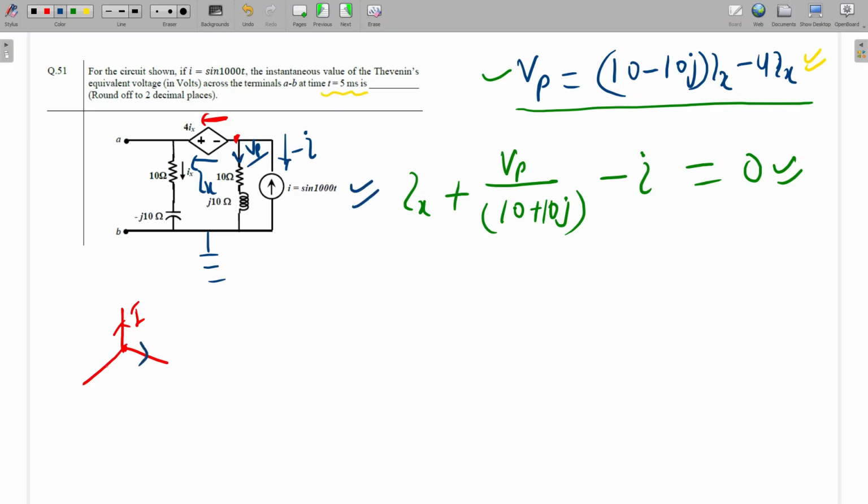Sir, how did you write the Vp equation? Okay, I will explain again. One second, I will explain again.